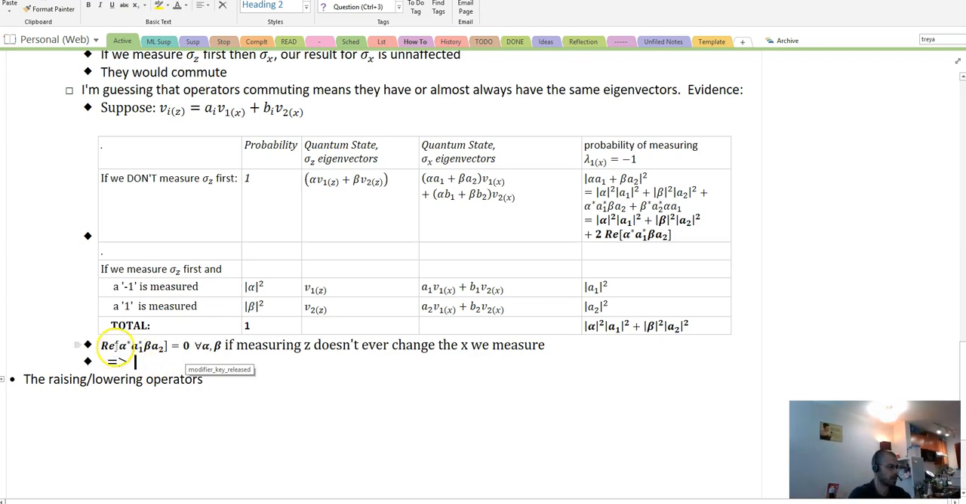So this means that this has to equal 0 for all alpha and beta. Interesting.